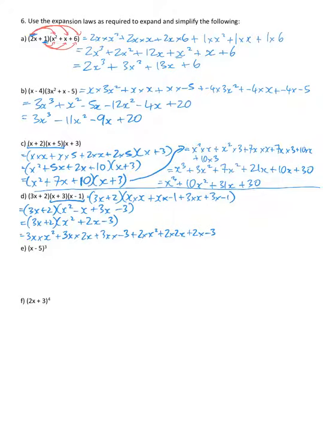So my working out needs to, I'm going to point it over here. 3x times by x squared is 3x cubed, plus 3x times by 2x is 6x squared, plus 3x times by -3 is -9x. 2 times by x squared is 2x squared, plus 2 times by 2x is 4x, plus 2 times by -3 is -6.